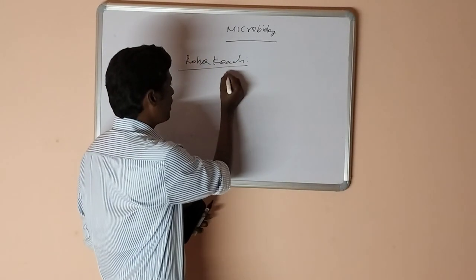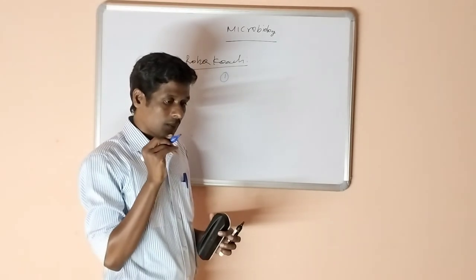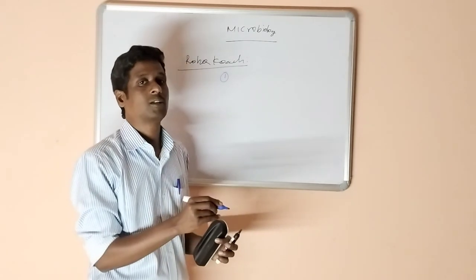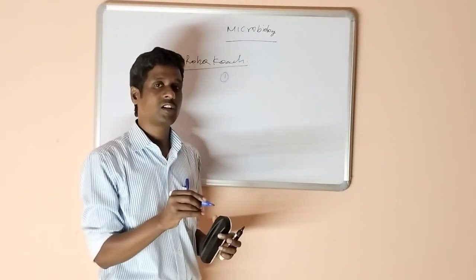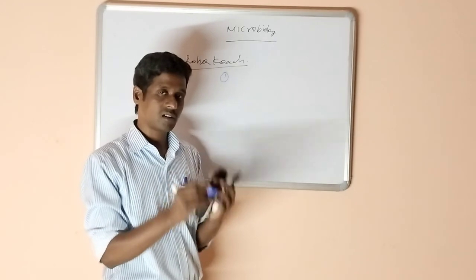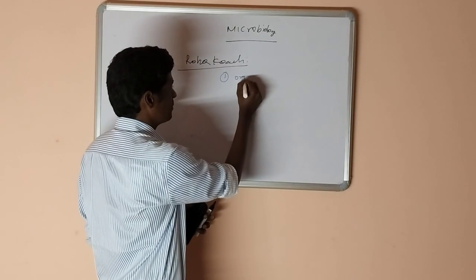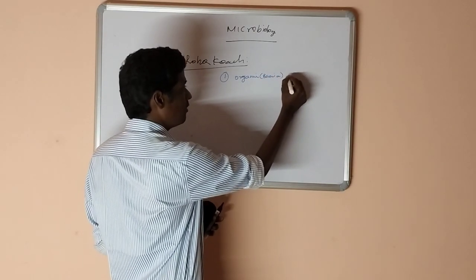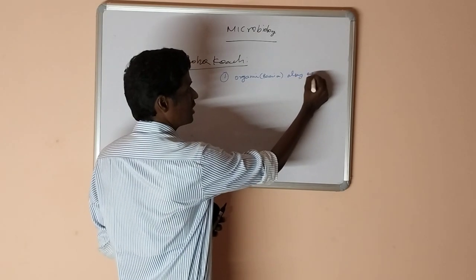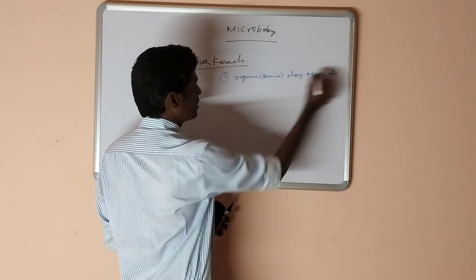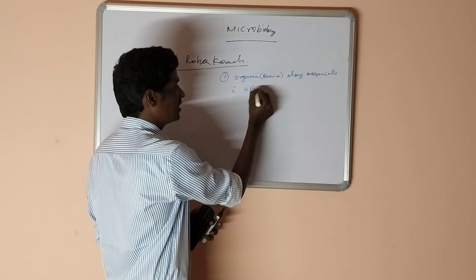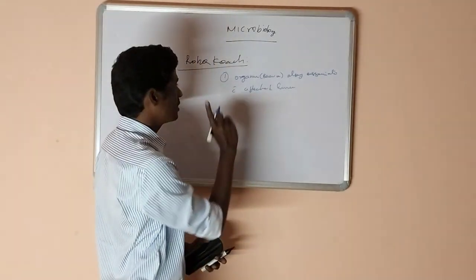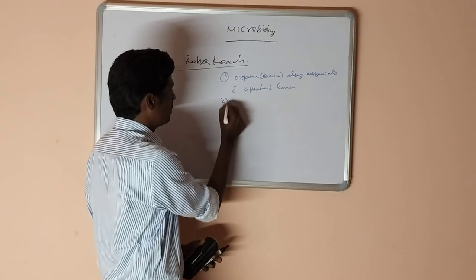Koch postulate number one: the suspected disease-causing organism, that is a bacteria, is always associated with the disease-affected human or person. That is postulate number one.